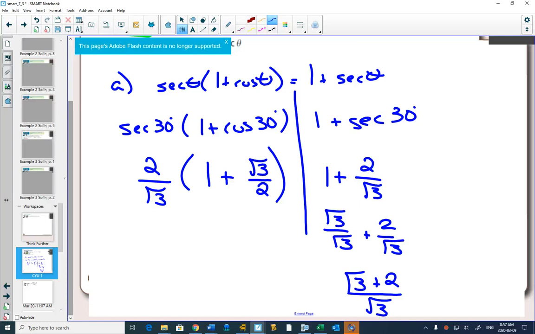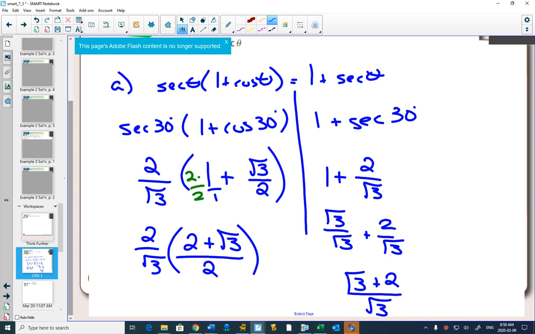On the left side, can you see that you could change this 1 by multiplying that 1 over 1 by 2 over 2 to get a common fraction? I'm going to get 2 plus root 3 over 2. And now I'm going to multiply these fractions. When multiplying these fractions, can you see that this is one factor, this is one factor, this is one factor, and this is one factor?